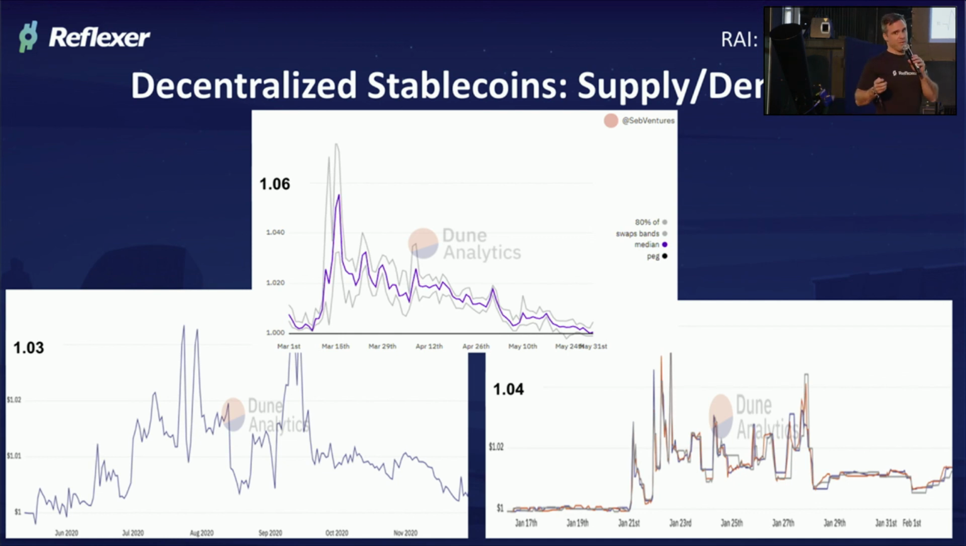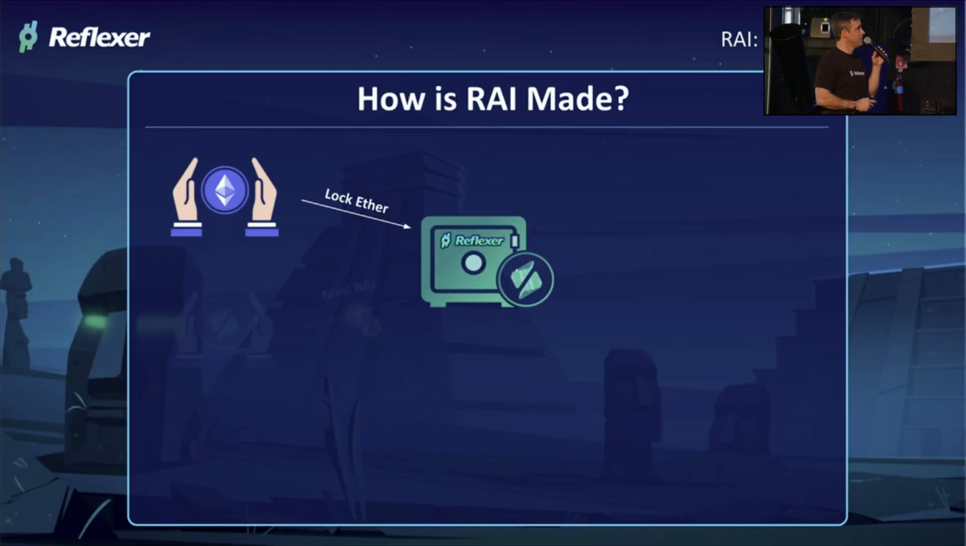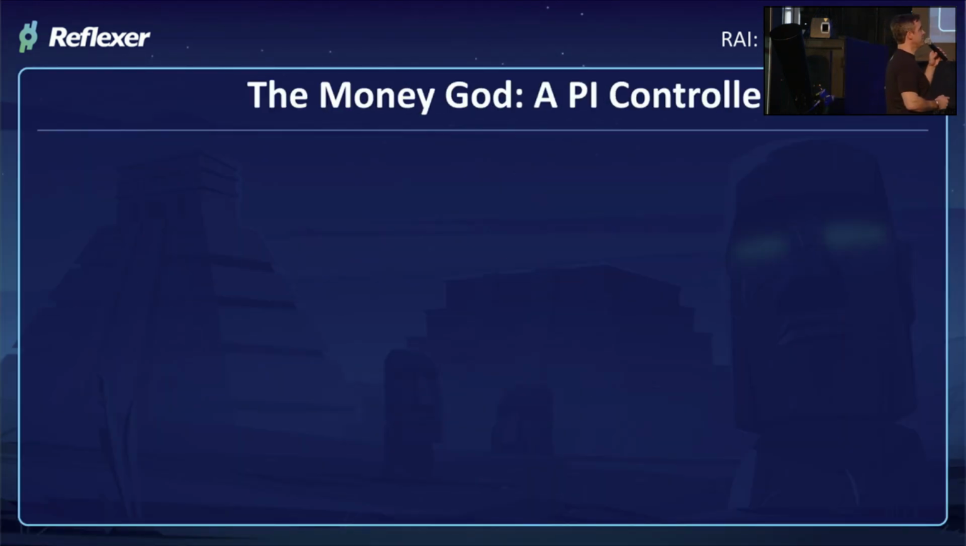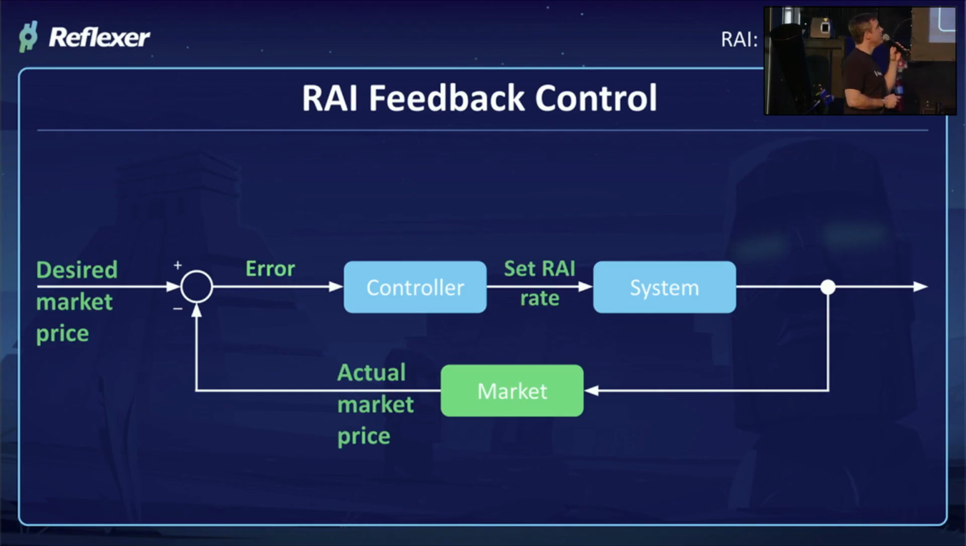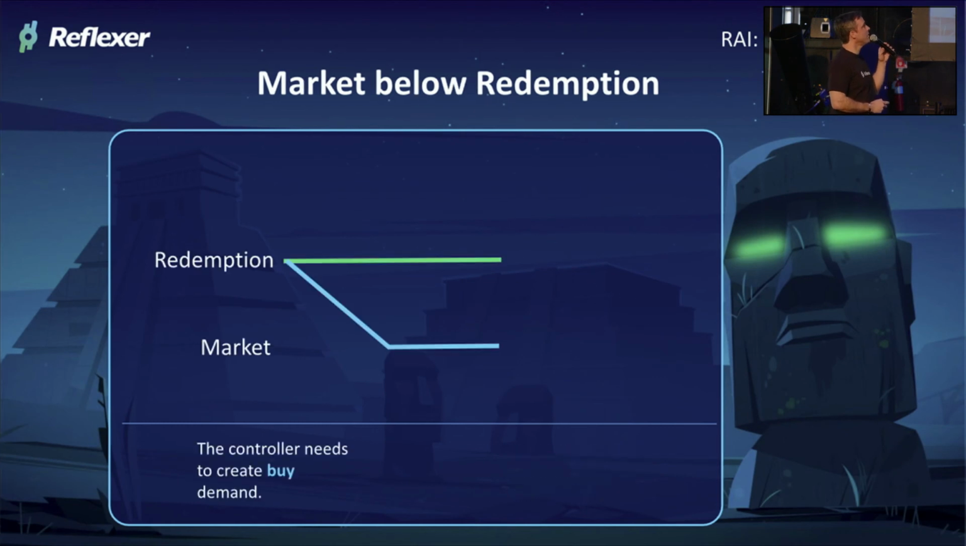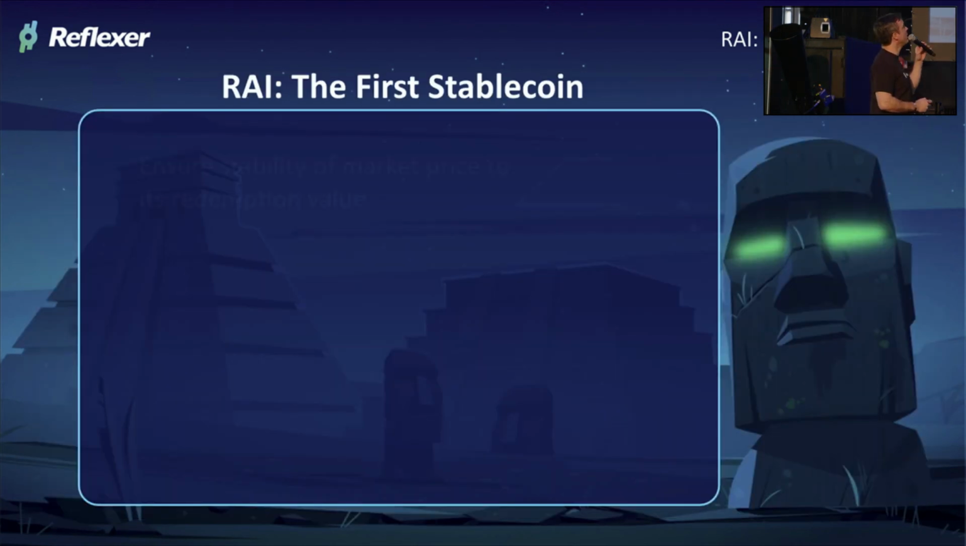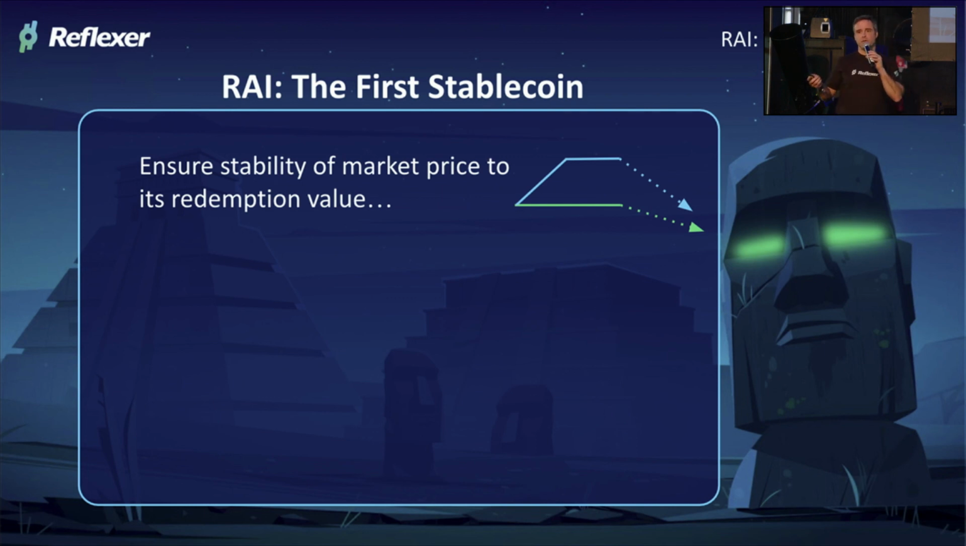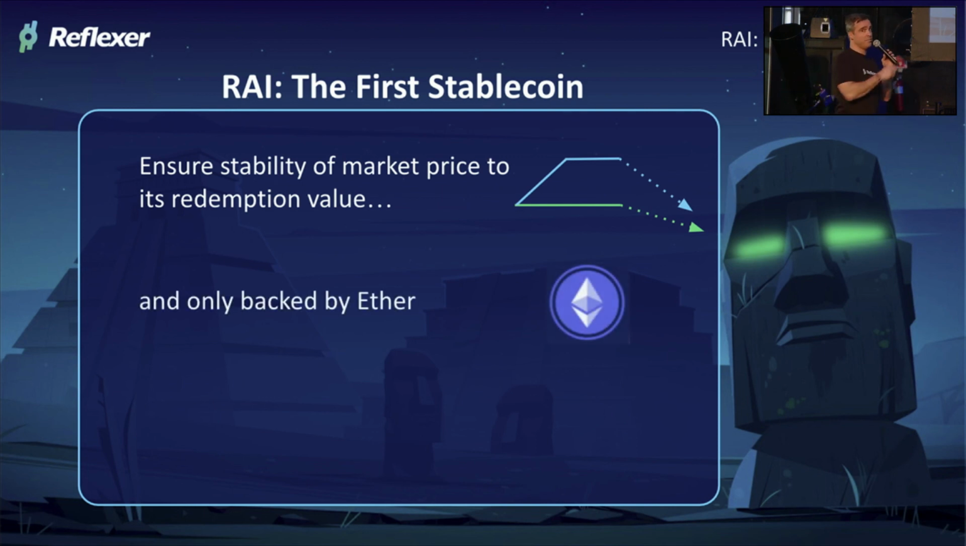And that's the one thing we did not want to do, because we're about minimal governance and ETH only backing RAI. So again, we can force convergence of market to the redemption and maintain the purity of ETH only collateral. And the icing on top, it's completely autonomous with a smart contract controller.